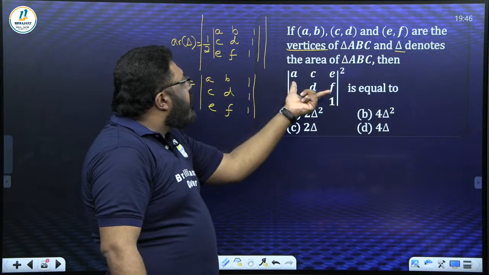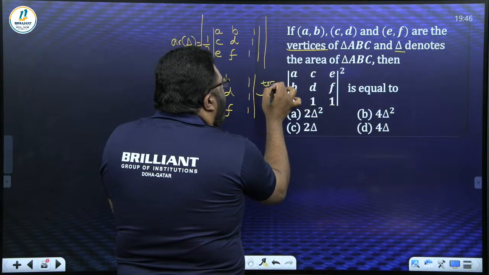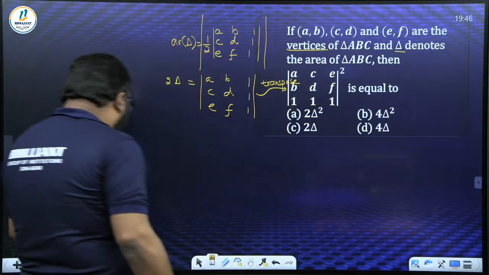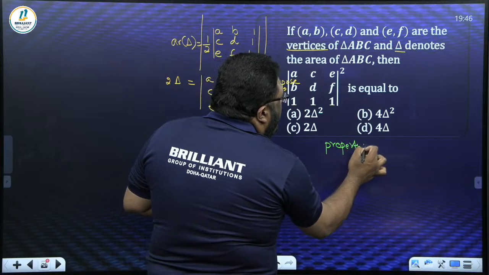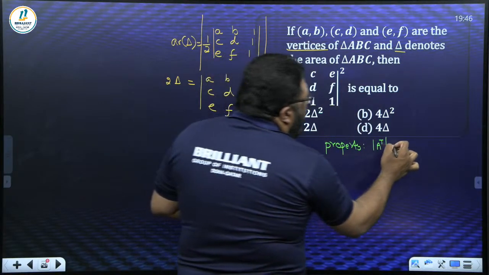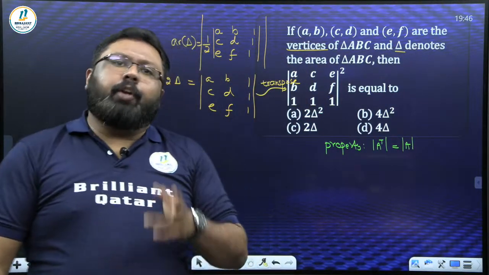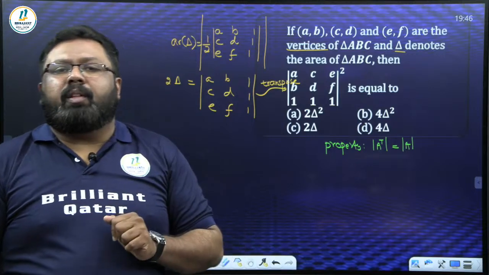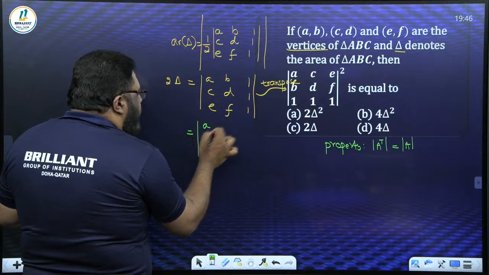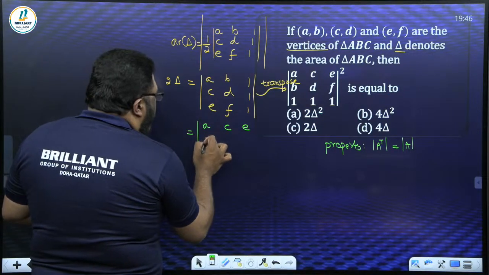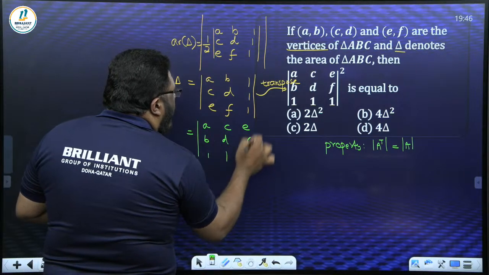Now I want the square of this, but you can see that the transpose is asked here. There comes the next property, my dears, of determinants. The property says that the determinant's transpose is the same as the determinant of the matrix itself. If you take a transpose of a matrix and take the determinant, it's still the same as the determinant of the matrix itself. So if that powerful property can be applied, this can simply be written as ACE, BDF, 111. That's what they need.